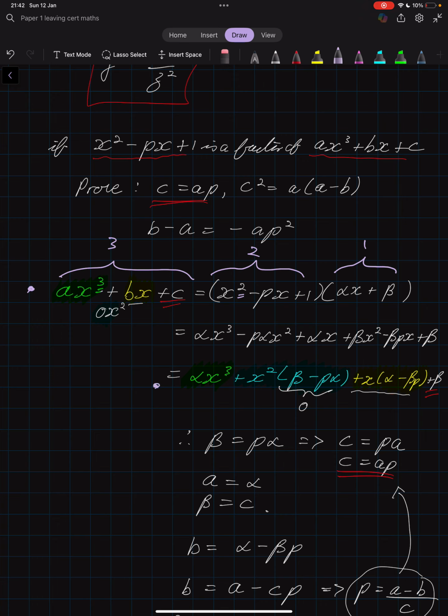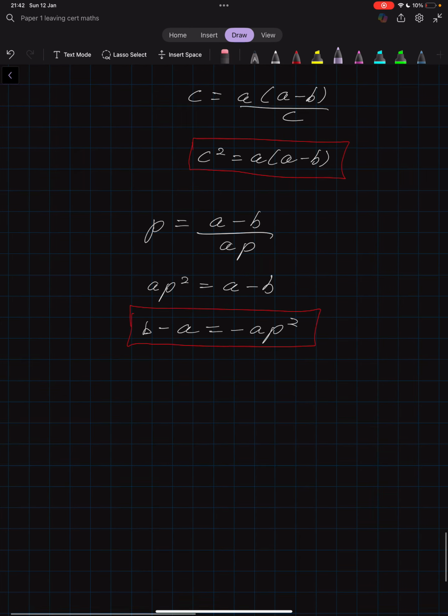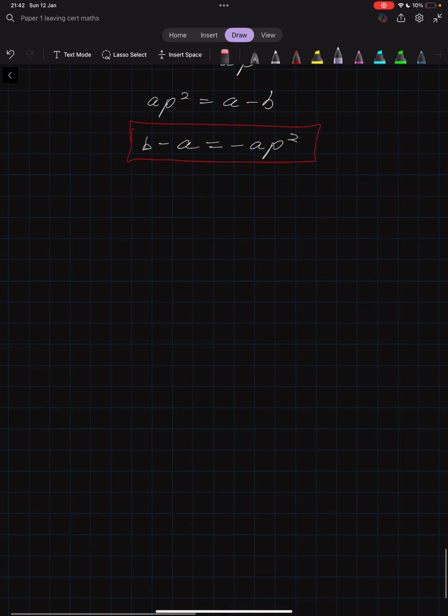There are some more problems, but I can just leave those. So I think that's the end of Algebra 2. So it'll be Algebra 3 next.